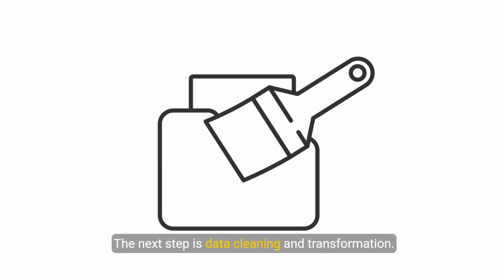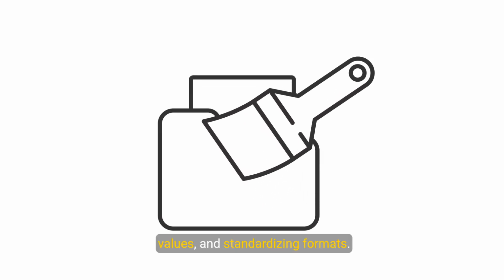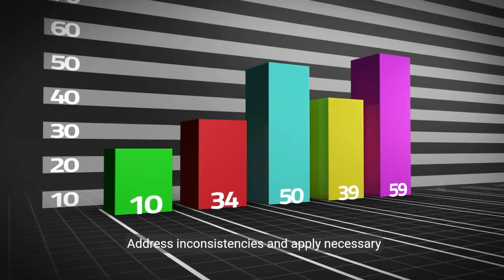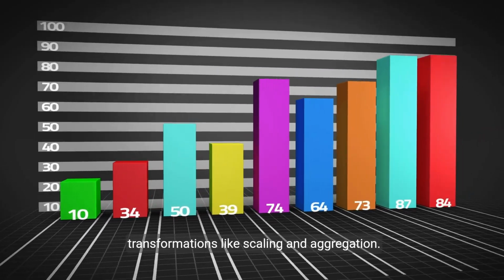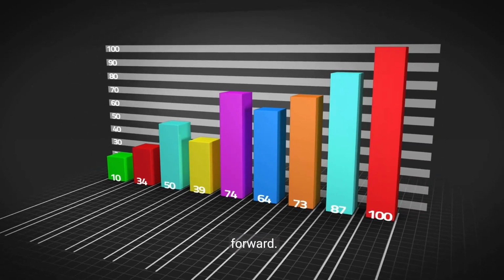The next step is data cleaning and transformation. This involves removing duplicates, handling missing values, and standardizing formats. Address inconsistencies and apply necessary transformations like scaling and aggregation. Plan how you will maintain data integrity moving forward.